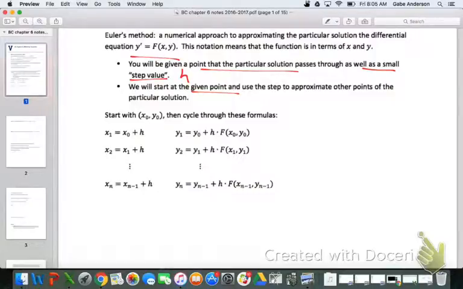So here's the process. I'm going to show you a way to organize yourself. I usually just have a column for x's. I usually start off with x0, x1, x2, x3, x4, however many I need. And then on the right side, I just have my y's. So y0, y1, y2, all the way over to what I need to get to.